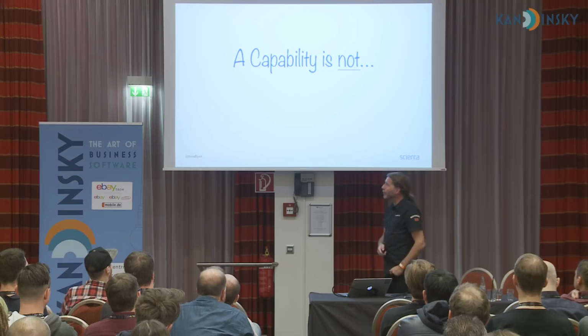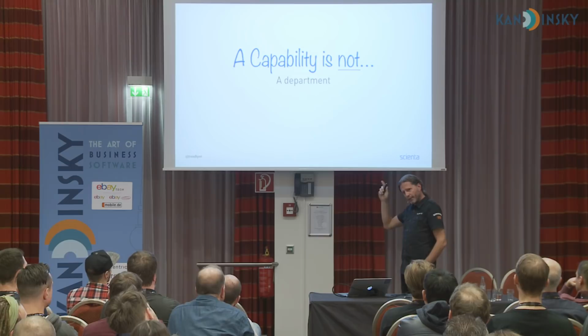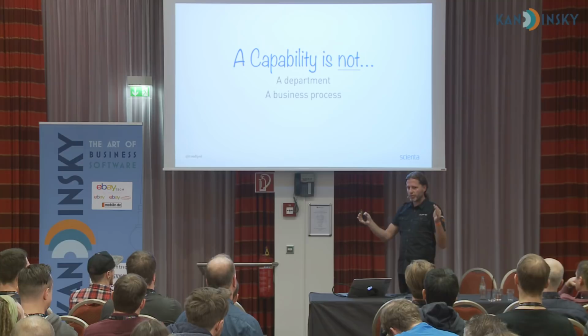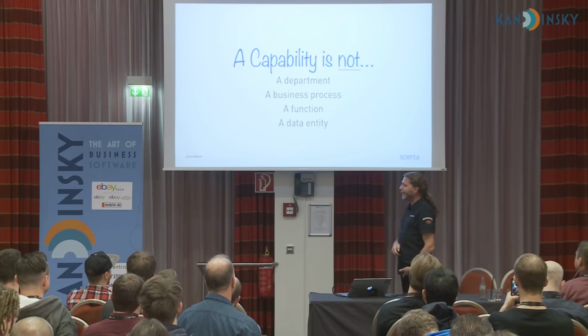But what's important is what they are not, which is just as important. They're not a department. As I showed earlier, if you go by departments, you choose something that's more fragile or volatile than the business capabilities. It's not a business process. Business processes often go across these large capabilities, at least the high-level processes do. And there are also a lot of processes within them. But they are not the process on their own. It's definitely not a function. And it's not a data entity.